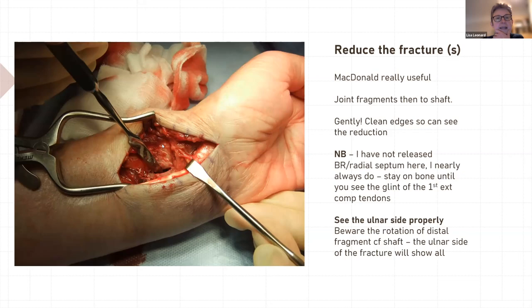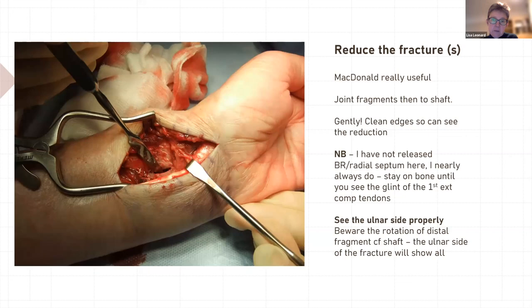In this particular case, I haven't released the brachioradialis and the radial septum, but I nearly always do that. So get onto the bone, peel off on the bone, and all of a sudden you'll just see a little glint when the extensor compartment is opened, and that's how you know where you are to get the rest of brachioradialis off. Do see the ulnar side of the distal radius approximately and distally, and watch out for the rotation that's very characteristic between the shaft and the distal fragment, which you need to correct before you put the plate on.